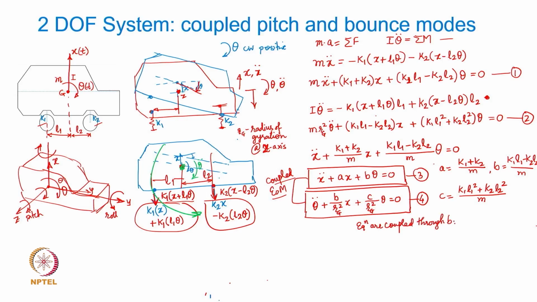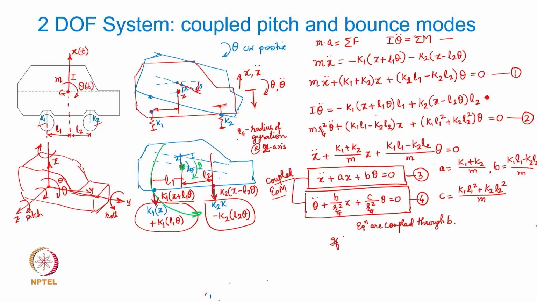If B is equal to 0, you can see that the equations become uncoupled, right. The two equations are independent of each other. So if B is somehow 0, the equations are uncoupled.